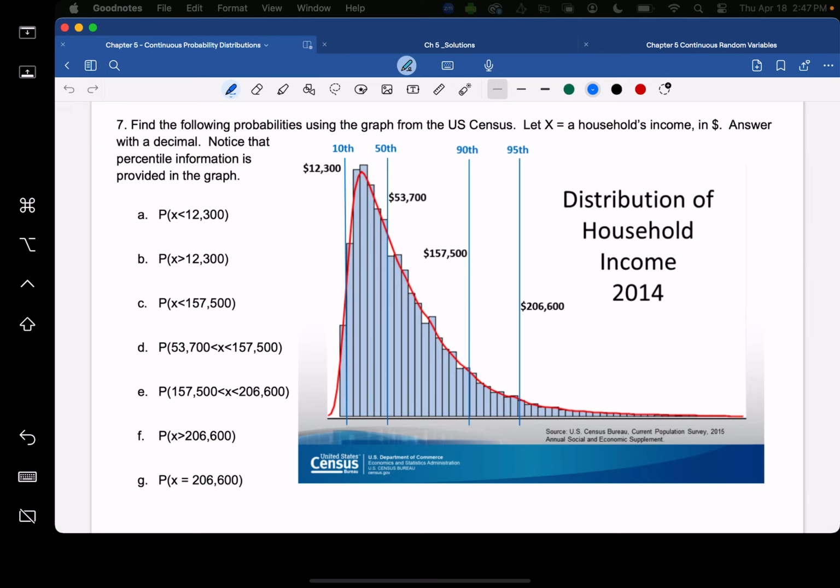So now we're on page 2 of your worksheet. And what is the probability? Find the following probability using the graph from the US Census. X is the household income in dollars. Answer with a decimal. So the probability that X is lower than $12,300 is 0.10, because 10% of people make less than that. 90% of people make more than that.